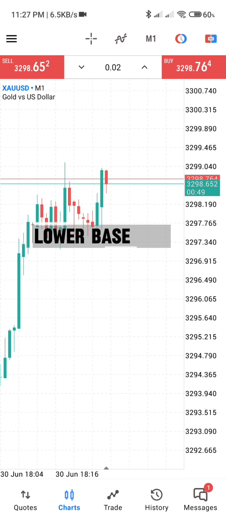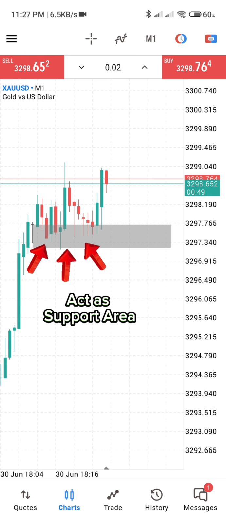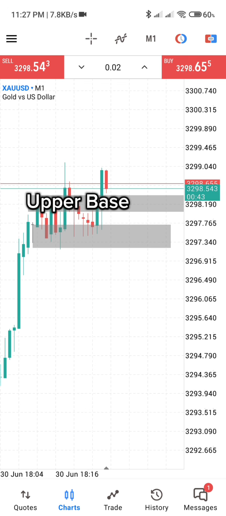First of all, price made lower base, or we can say that it made support area. So lower base acts as support zone or support area, and it's a strong one. So that's our first confirmation for buy.